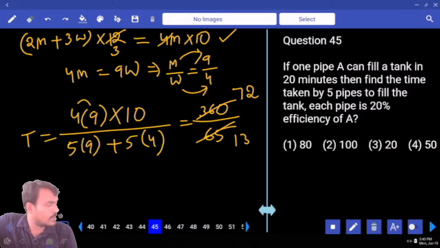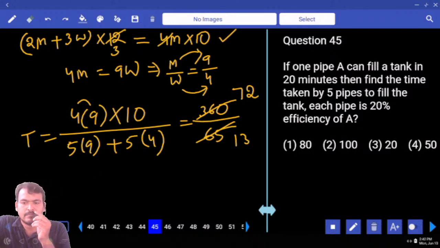Question number 45. If one pipe A can fill a tank in 20 minutes, then find the time taken by 5 pipes to fill the tank. Each pipe has 20% efficiency.